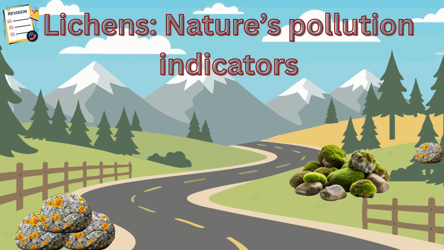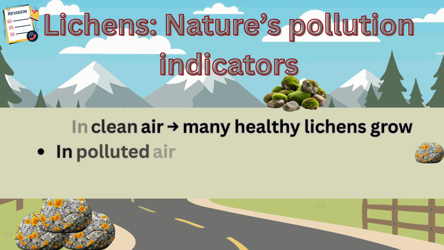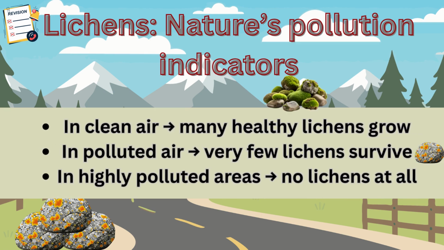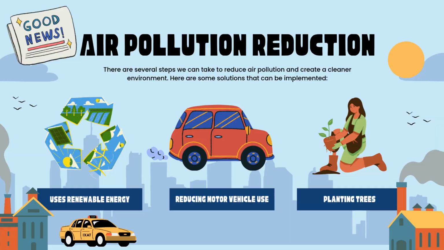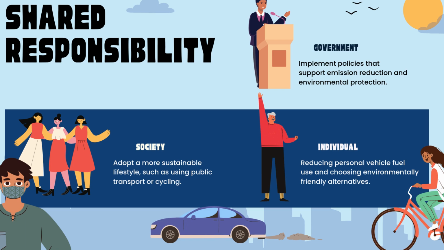So, lichens are a living indicator of air pollution, they absorb everything directly from the air. In clean air, many healthy lichens grow. In polluted air, very few lichens survive, and in highly polluted areas, no lichens at all. Good news, air pollution can be reduced. So, how can we reduce air pollution?